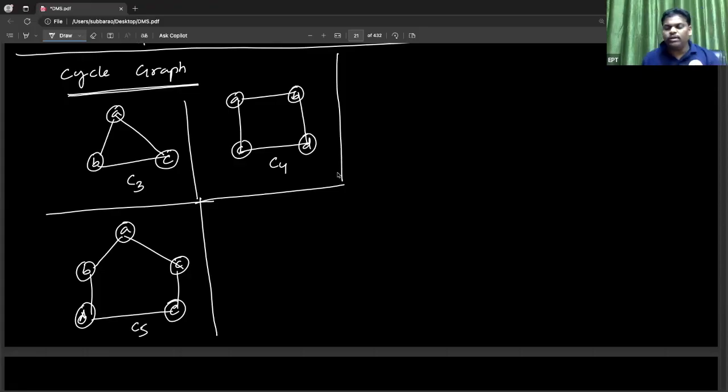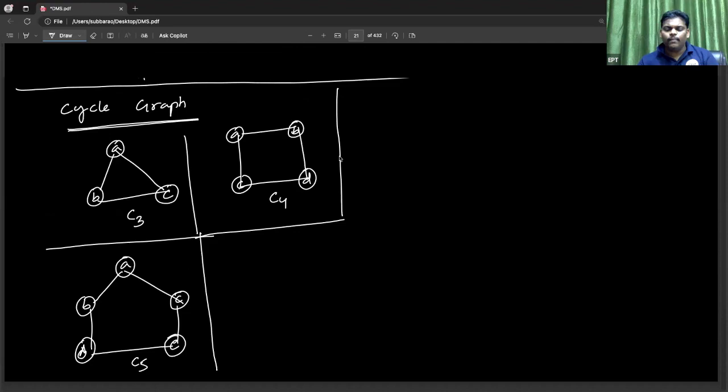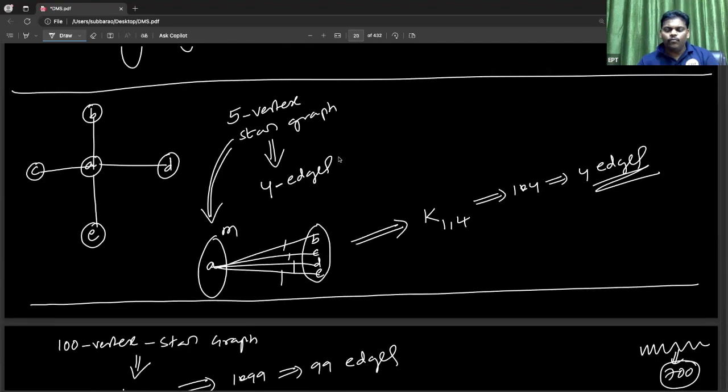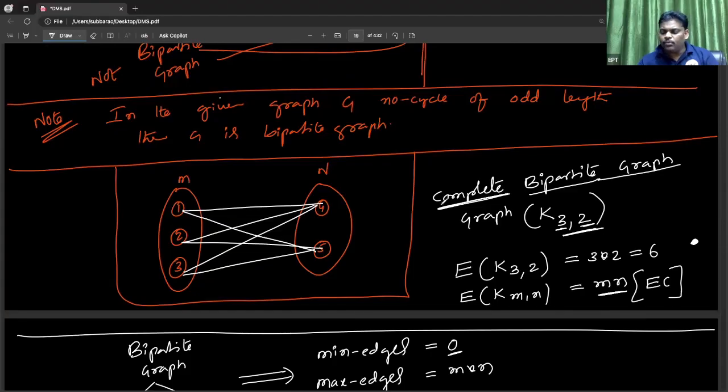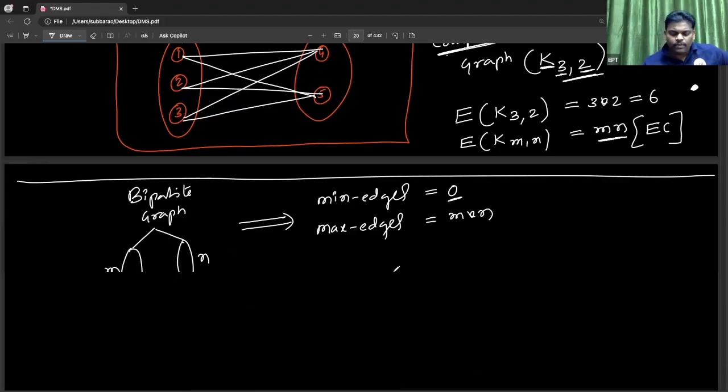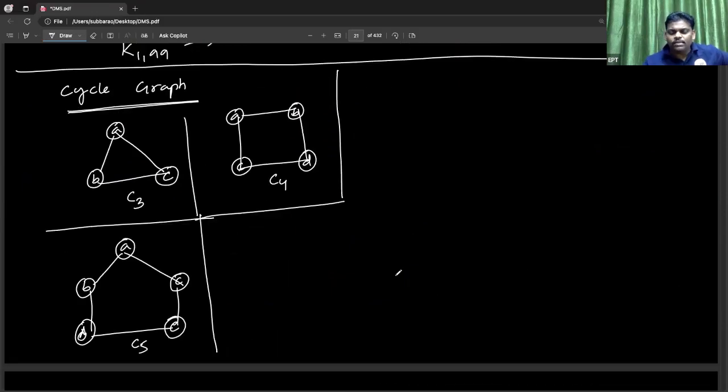Now try to understand. Complete graph. What is the starting letter? I want an answer from you. C or not? The complete graph's starting letter is C. Sir, why are you using K? Complete means C, no? Then why did you write K, sir? Remember, C is already given to the cycle graph. That is the reason. Because C is already given, let's give some other name for the complete graph. They kept K. That is the reason.